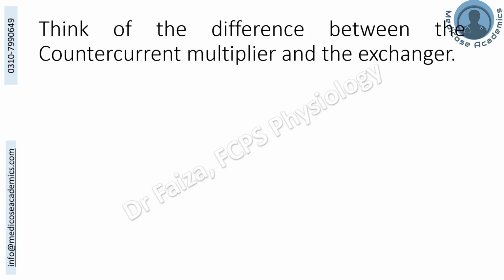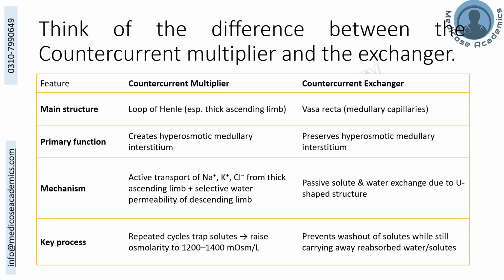Now that we have seen the countercurrent multiplier and exchange mechanisms, I hope you can tabulate a few differences between the two. To highlight a few: the countercurrent multiplier main site of action is the loop of Henle, the exchanger is the vasa recta. Primary function of countercurrent multiplier mechanism is establishment of the hyperosmolar medulla, while exchange mechanism is preserving it. The mechanism: the characteristics of tubular segments, and here the characteristics of ascending and descending blood vessel characteristics.